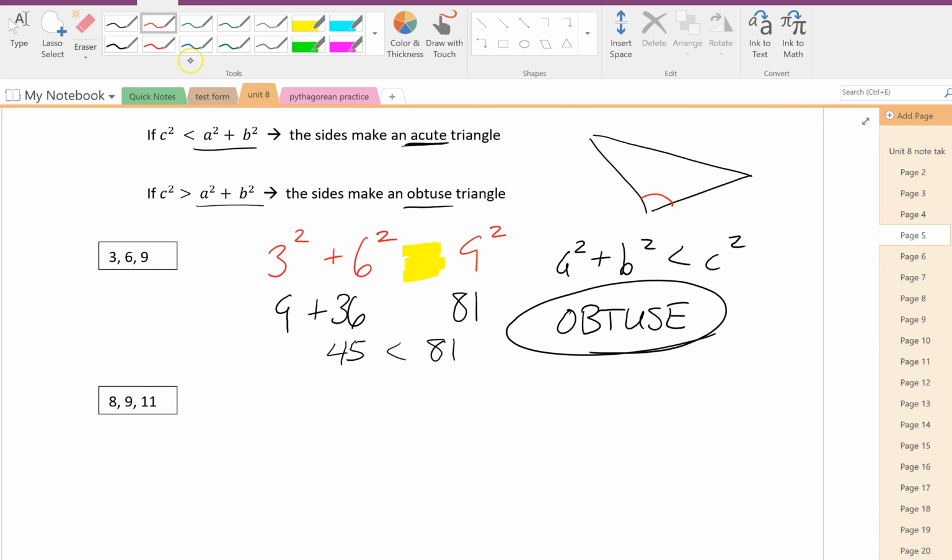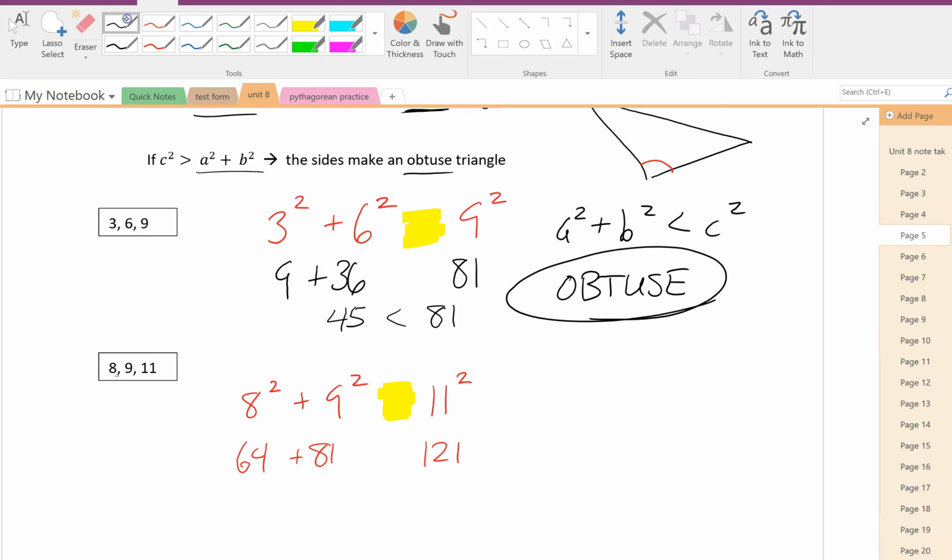All right, now let's try 8, 9, and 11. So I find the two shorter ones, 8 and 9, and then I put 11 squared over here by itself. And again, I don't know yet what kind of symbol I'm going to put in between them. I have to figure that out. 8 squared is 64. 9 squared is 81. 11 squared is 121. And so 64 and 81 is going to be 145. Over here I just have 121 still.